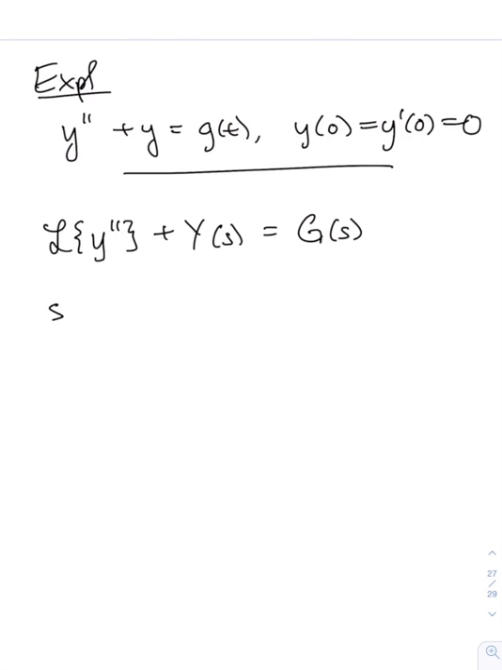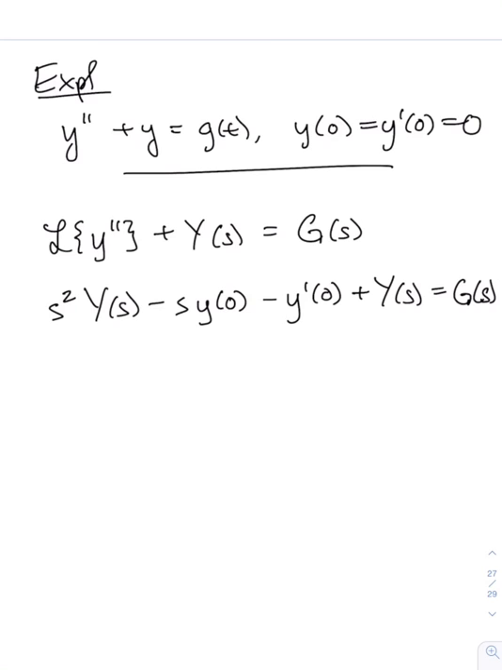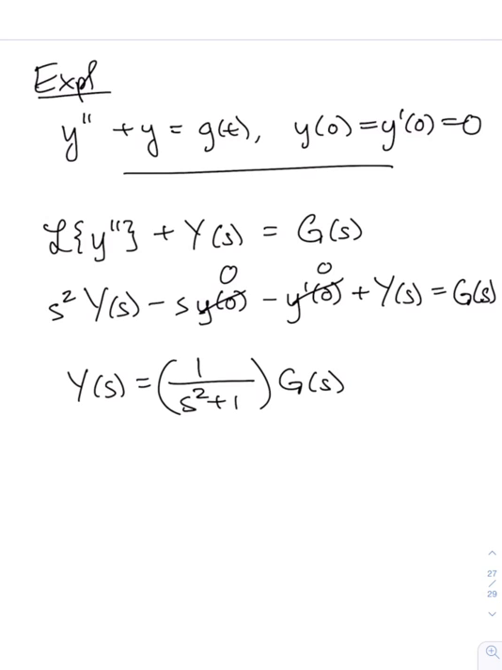Using my rule for Laplace of derivatives, I have s squared times capital Y minus s times little y of 0 minus little y prime of 0 plus capital Y is equal to capital G. In this example, y of 0 and y prime of 0 are both 0. Solving for capital Y, I get 1 over s squared plus 1 times capital G. So it's a product of two functions. So let me call that first factor capital F.